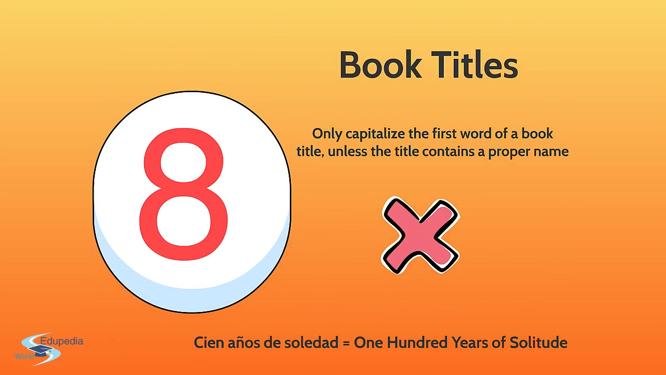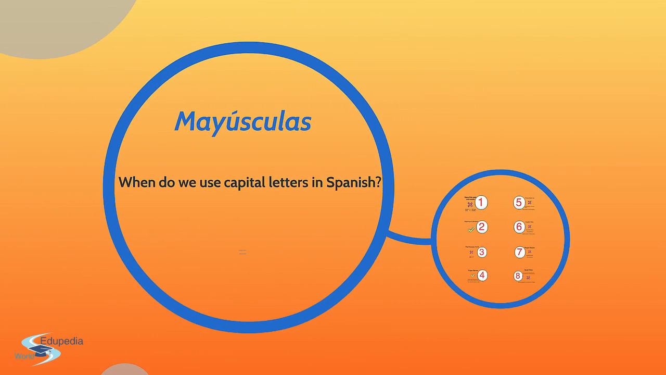It is the same for book titles. You only capitalize the first word of a book title unless the title contains a proper name, of course. So, as you can see, 100 años de soledad, which would be 100 Years of Solitude, is not capitalized, while in English, every word is capitalized. So those were the basic rules for using mayúsculas in Spanish.